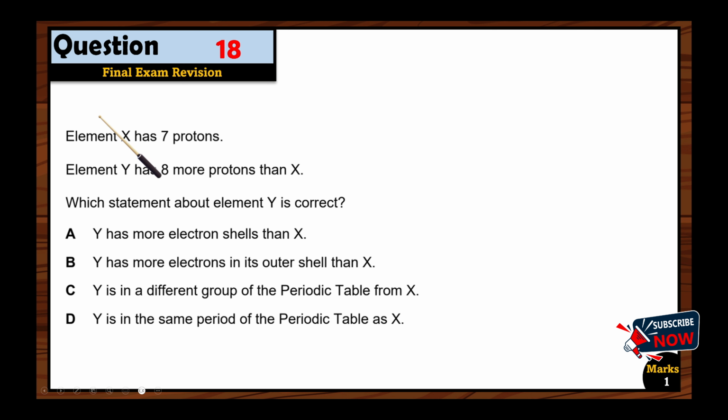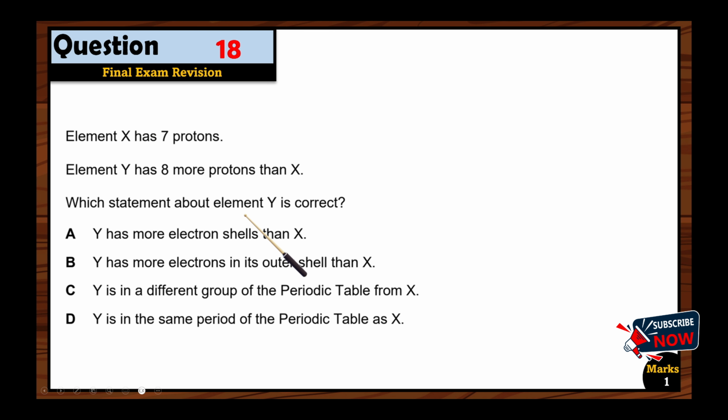Question number 18. Element X has 7 protons. Element Y has 8 more protons than X. So now let's see which element is X. 7 protons, if you see in the periodic table, it's nitrogen, okay? And now we have another element that has 8 more protons than X. So let's see which element that is. 7 plus 8 is 15. So we have to see phosphorus, okay? So this one is nitrogen, and this one is phosphorus.